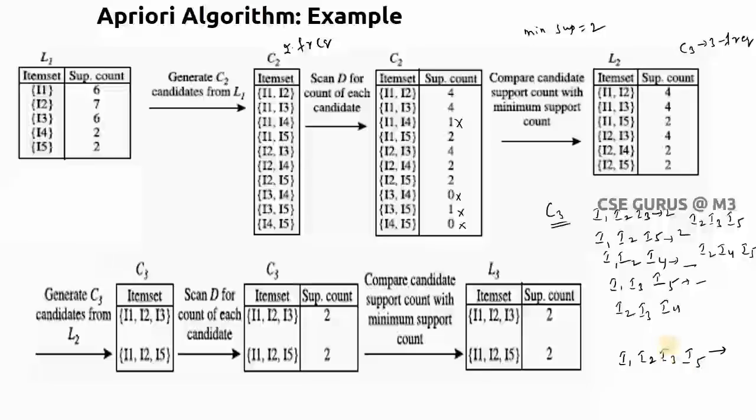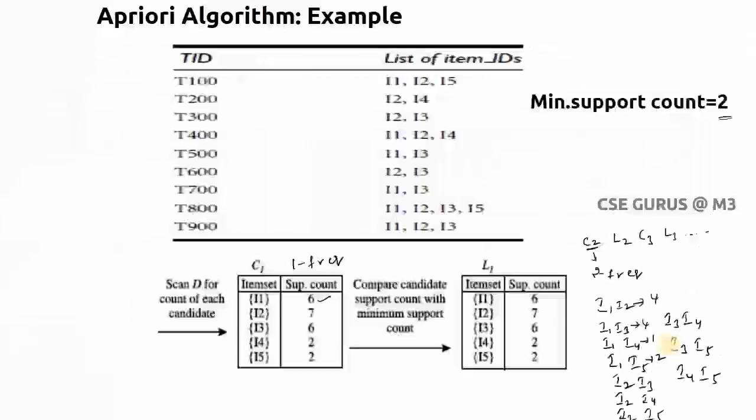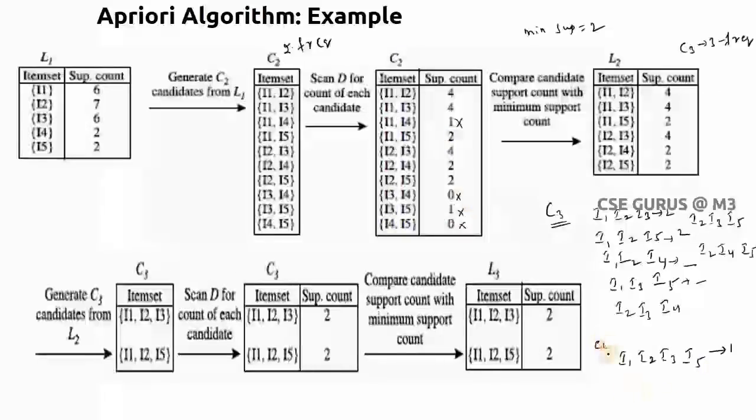So what is the support count of I1, I2, I3, I5? For 4 you need to get it. If I consider I1, I2, I3, I5, only 1 is there. So support count is 1. So this is C4. Now L4 will be empty. Why? Because it is only one transaction, that is not satisfying. So until you get an empty set, you need to find all those things. If you don't get empty here, you need to find C5, next L5, like that.